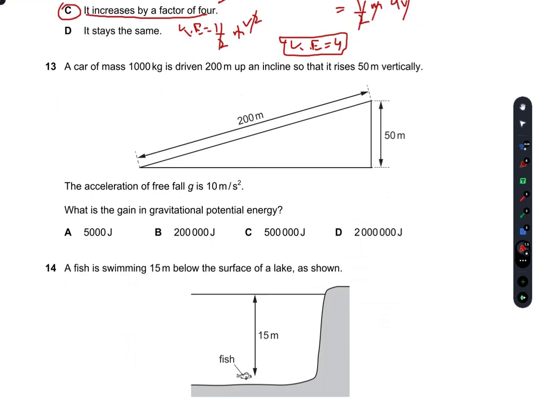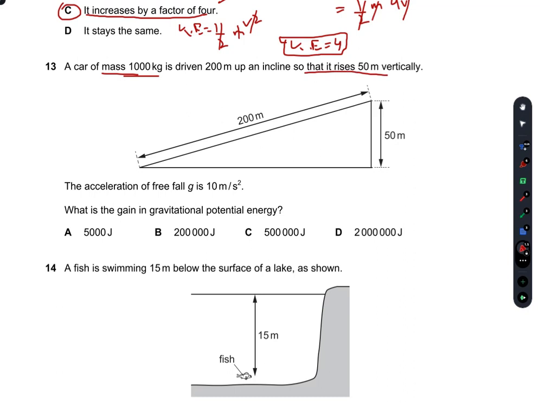A car of mass 1000 kg is driven 200 meters up an incline so that it rises 50 meters vertically. The acceleration is 10 meters per second squared. What is the gain in gravitational potential energy?